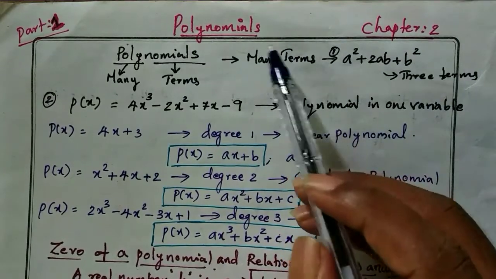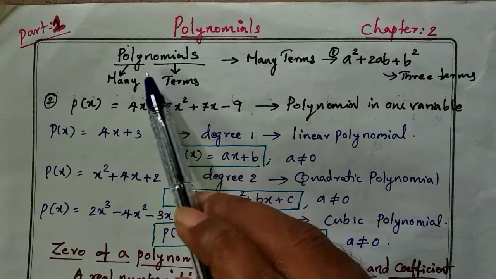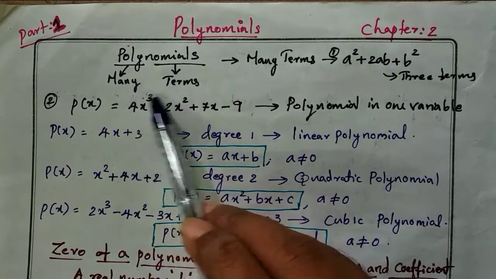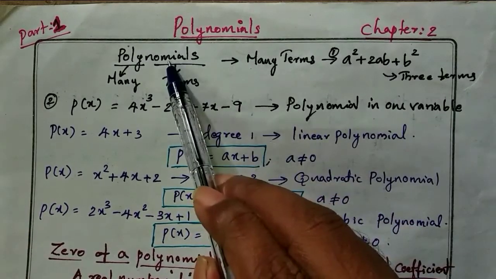Today we have to discuss chapter number 2, polynomials. What is meant by polynomials? Here poly means many, nomial means terms. So the total meaning is many terms, that is called polynomials.